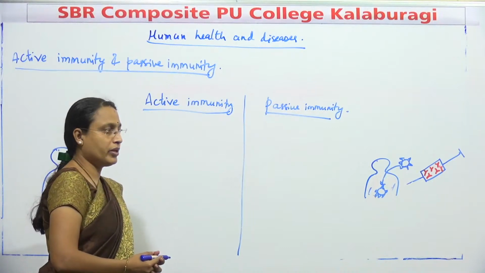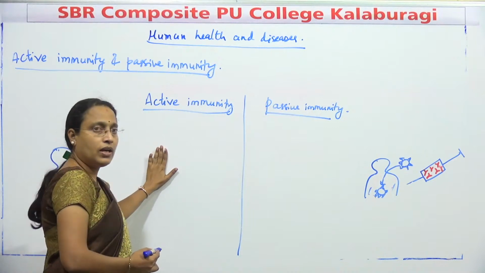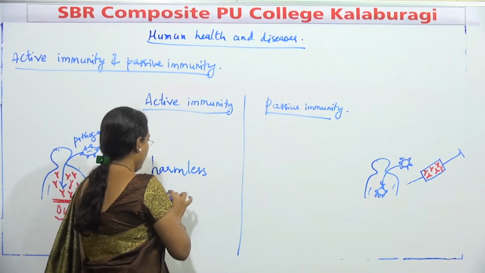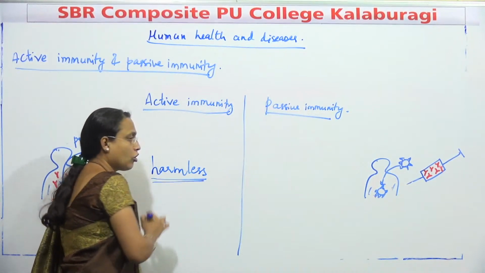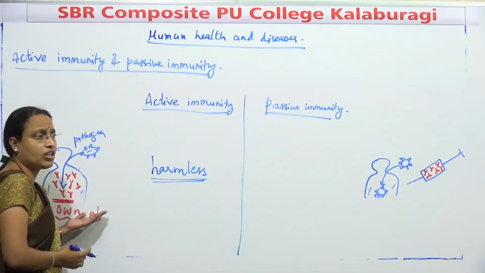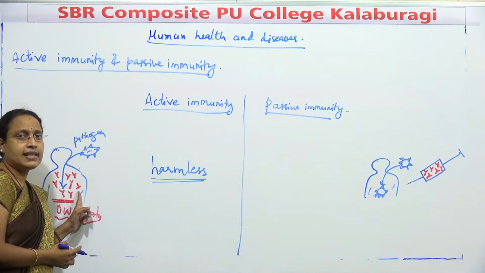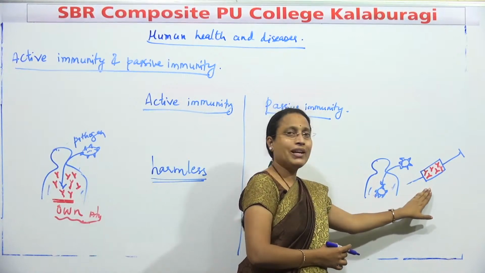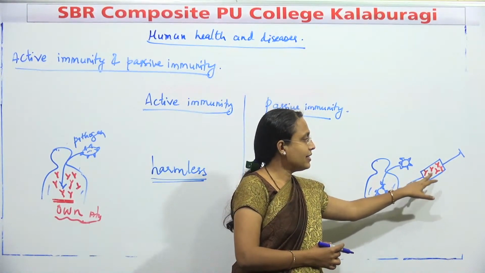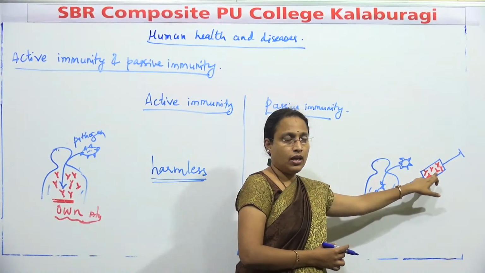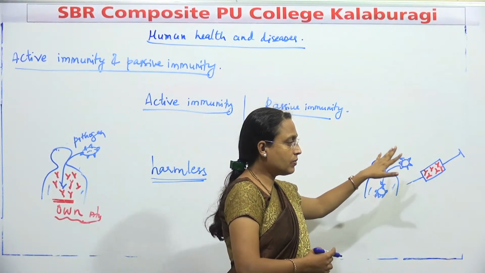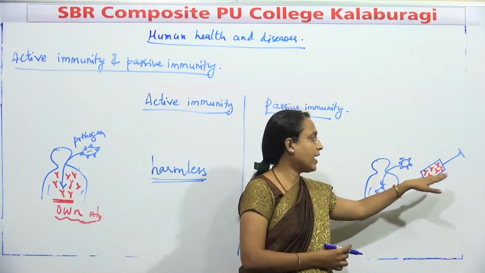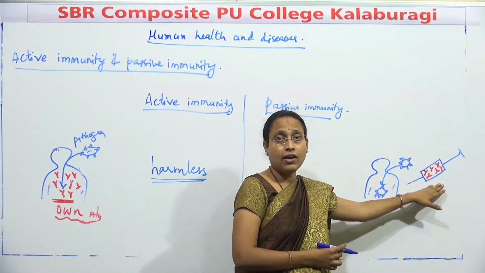So here, active immunity, the last one, is harmless. It does not cause any allergy because our own antibodies are there. So a person cannot be allergic to these antibodies. But remember, the antibodies present in an injection will be raised in animals. That means these are animal antibodies. They inject the animals with antigen, raise the titer of antibody, then isolate the serum and finally obtain the antibody.